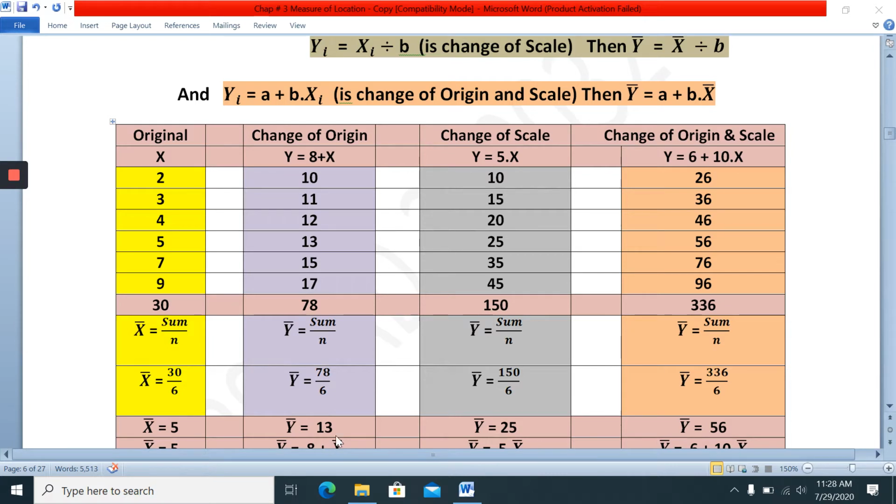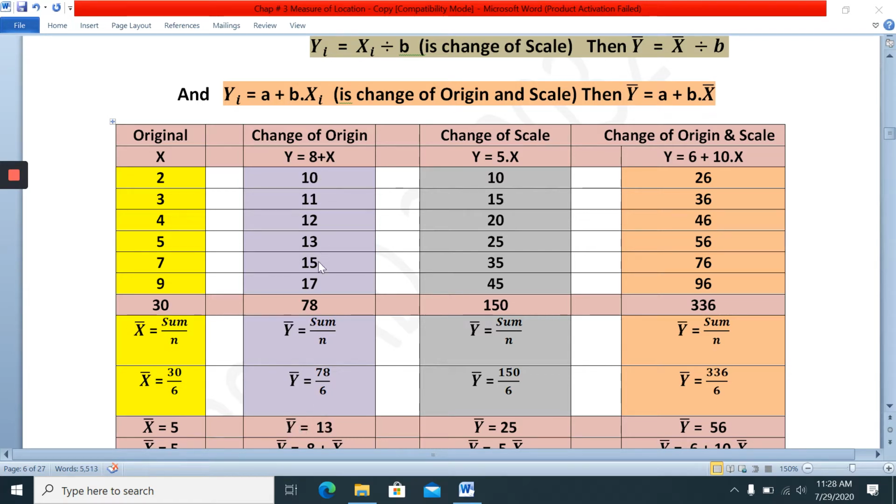Now let me prove this one. Y bar is 13. What does y bar mean? Y bar means sum of numbers divided by n, number of values. This is the basic idea of mean. Mean means sum of values divided by number of values. So these are the y values. When you add up these, it is 78. 78 divided by n. So how many numbers are these? These are 6 numbers. So 78 divided by 6, we will get 13. So this is the proof.